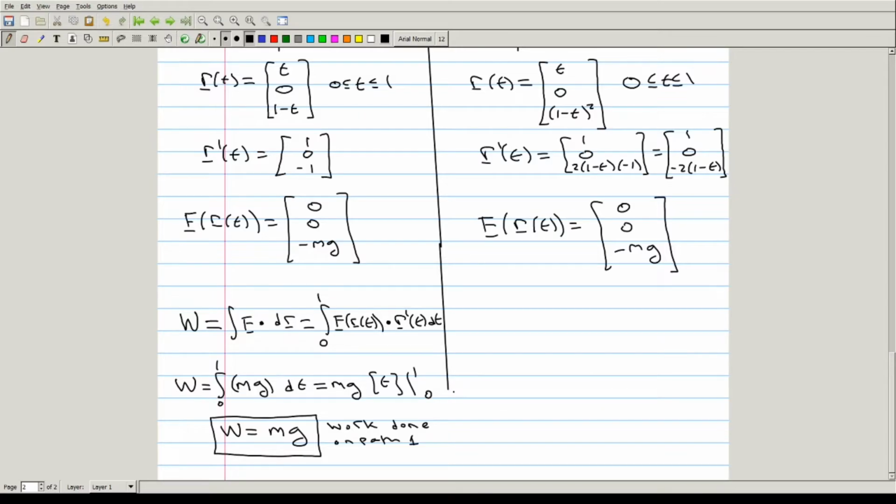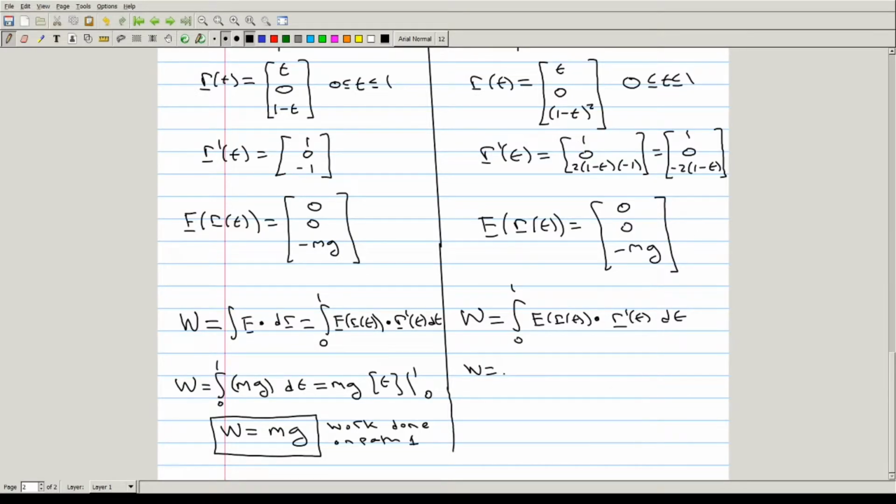More specifically, you can think of it as the work done against the vector field F, moving the particle along path 1. So for path 2, this is going to be the integral from 0 to 1, the line integral of this vector field dotted with the tangent vector. That's F of r of t dotted with r prime of t dt.